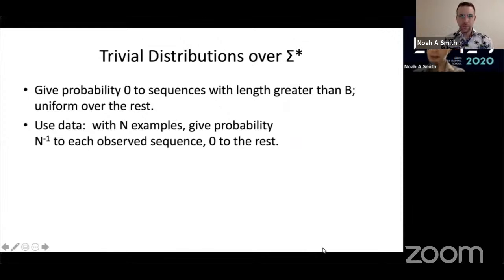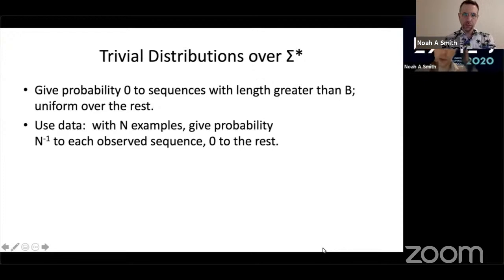Okay, so I like to start out when we tackle a hard problem, like how do we build a distribution over sigma star, with simple, perhaps slightly stupid solutions. So I'm going to give you a couple trivial distributions so that you understand why we build the things we build. So here's a very simple thing you can do. You can just say there's a max length b, and any sequence that's longer than b gets 0 probability, and then define a distribution over everything that's left, everything that's b or shorter in sequence symbols long, and give it a uniform distribution. It works, right? It will sum to 1.